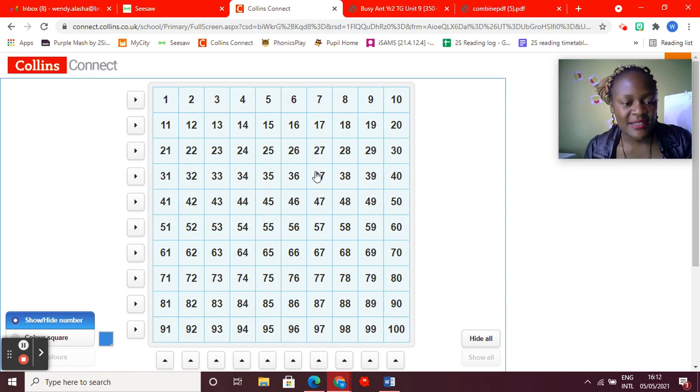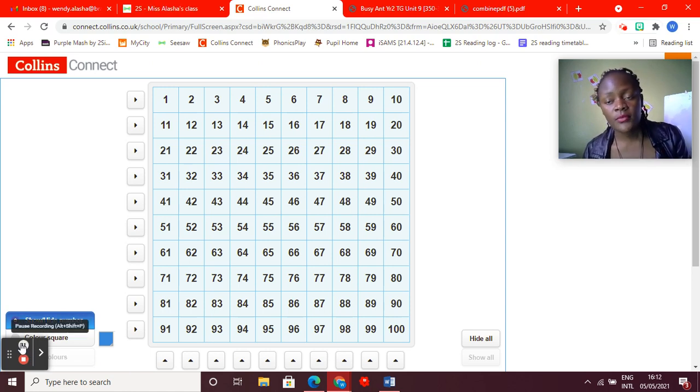Now, today we are going to find the missing numbers in the 100 square. But don't worry about that. We'll come to that later. For now, let's try to remind ourselves about ones and tens.